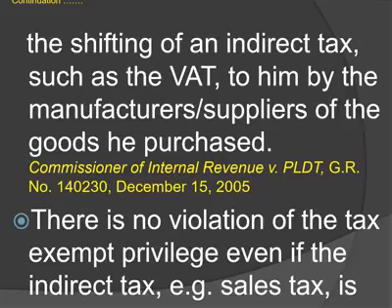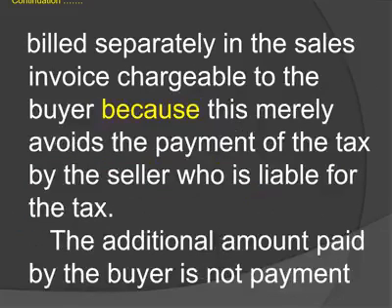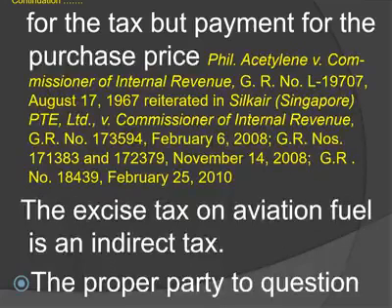There is no violation of tax-exempt privilege, even if the indirect tax, for example, sales tax, is billed separately in the sales invoice, chargeable to the buyer, because this merely avoids the payment of the tax by the seller who is liable for the tax. The additional amount paid by the buyer, who is tax exempt, is not payment for the tax, but payment for the purchase price.